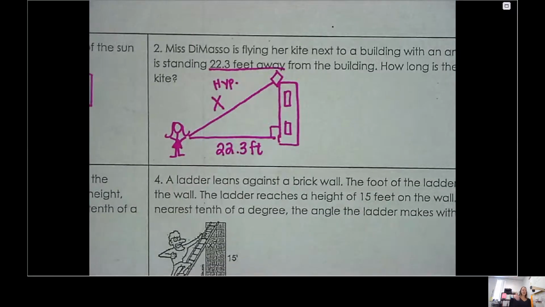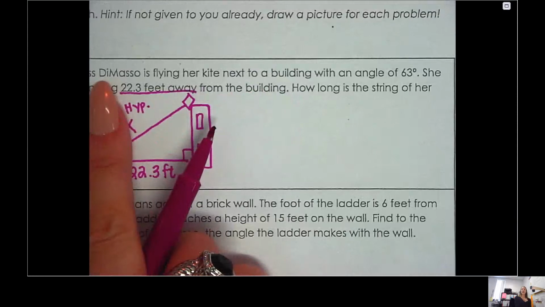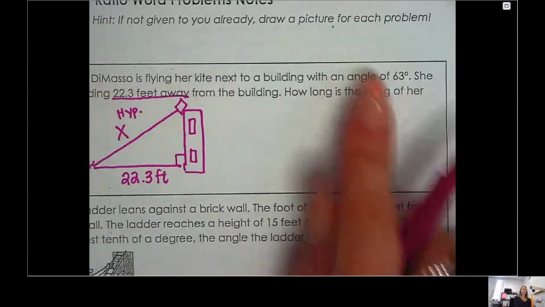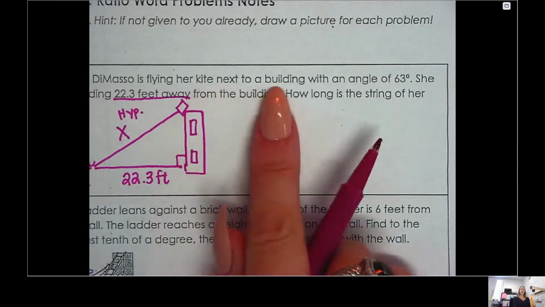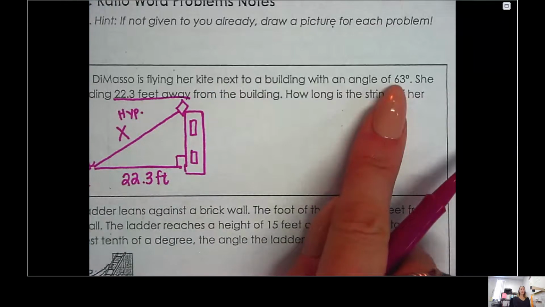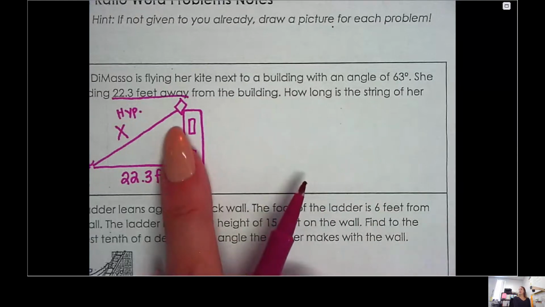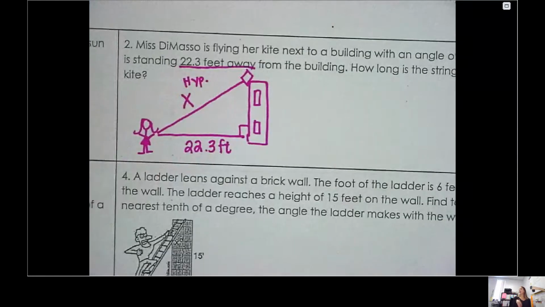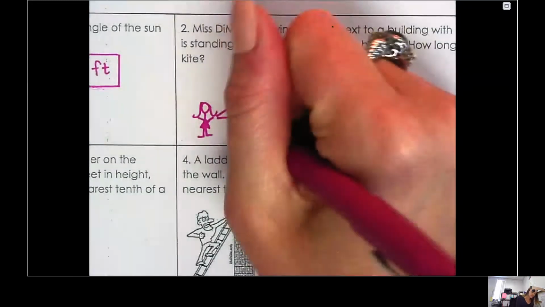Okay. Question says, Miss Damaso's flying her kite at an angle of 63. I'm flying it at the 63-degree angle. So it would go by me. Had I said the kite is making a 63-degree angle with the building, then the 63 will go on the top. But since I'm flying the kite, I'm down at the bottom, that's where my 63 goes.